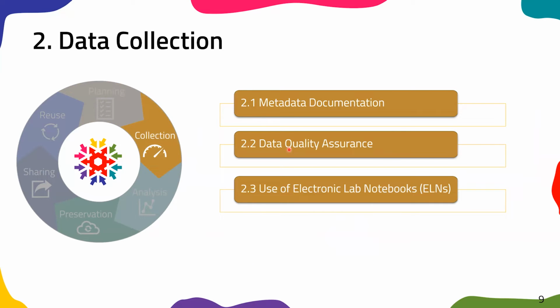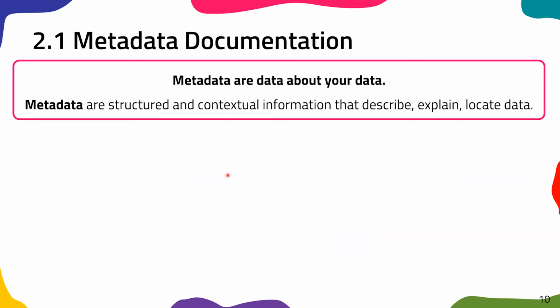So the second stage of the data lifecycle is data collection. There are basically three main, or more important, practices here: metadata documentation, data quality assurance, and use of electronic lab notebooks, or ELNs. So first of all, what is metadata? In layman's words, metadata are data about your data, or in a more precise definition, metadata are structured and contextual information that describe, explain, or locate data.